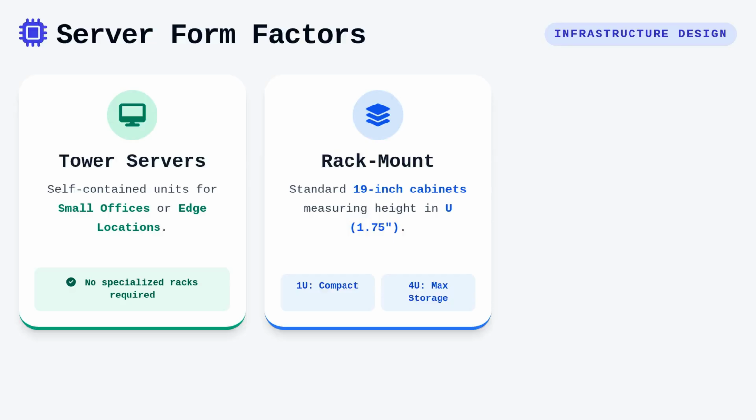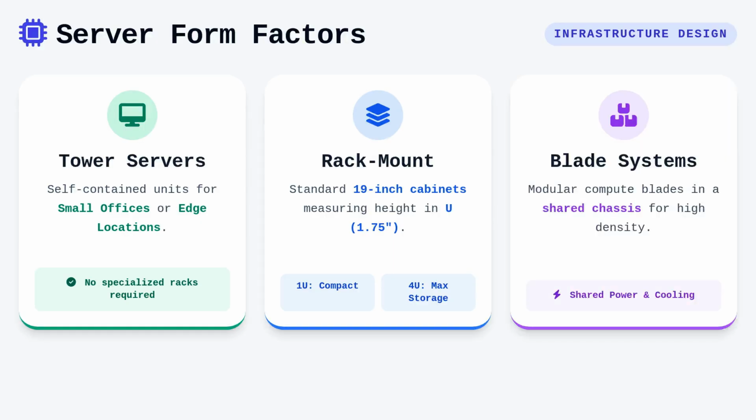Rack-mount servers are designed to slide into standard 19-inch cabinets, measuring their height in rack units, or U. A 1U server is 1.75 inches tall, while 2U and 4U variants accommodate more internal storage or auxiliary hardware. Blade systems take modularity a step further by housing multiple compute blades in a single chassis that shares power, cooling, and network fabric. This centralized approach reduces cabling complexity and footprint in high-density environments, though it requires specific infrastructure design.